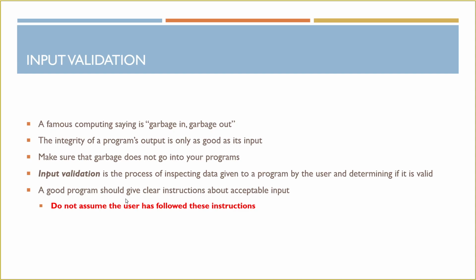So a good program should give clear instructions about acceptable input, and we never want to assume that the user has followed these instructions, right? We can tell the user, enter in your age, please put in a number, but we never want to just assume that they're going to do that. Maybe they type their age out in letters, maybe they just put something random in, maybe they just hit the enter key and don't put anything in. We want to account for that, and we do that with input validation.